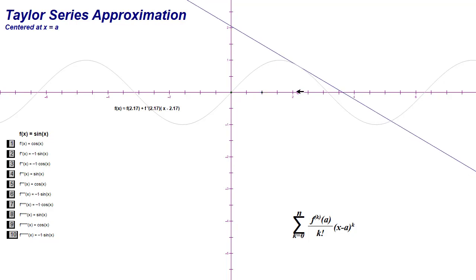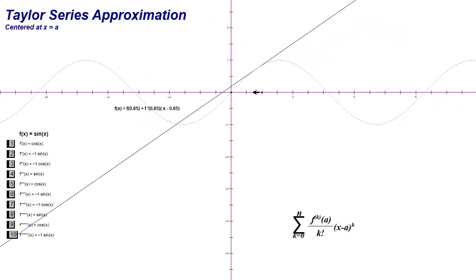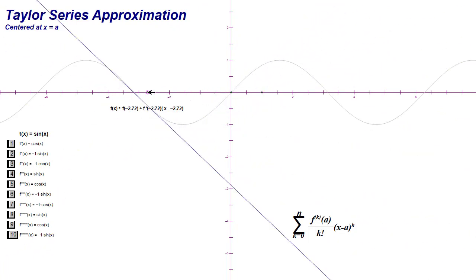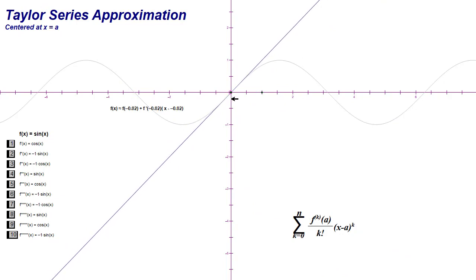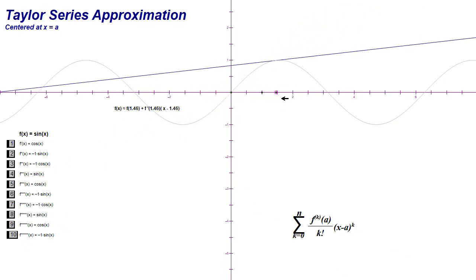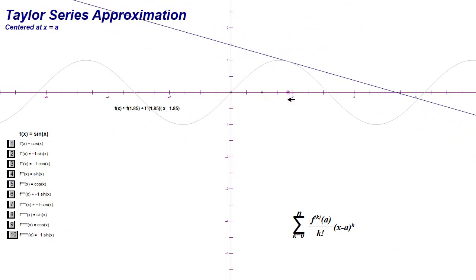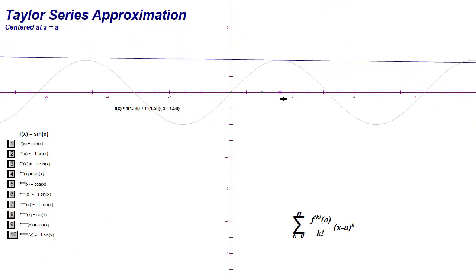First of all, it has to have a center. So where do I want my polynomial to be centered at? Do I want the center over here at a negative value? Do I want it at 0? Do I want it at some positive value? And for the purpose of this video, we're just going to look right here at pi over 2.